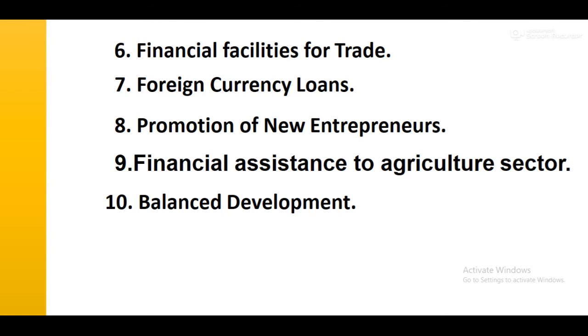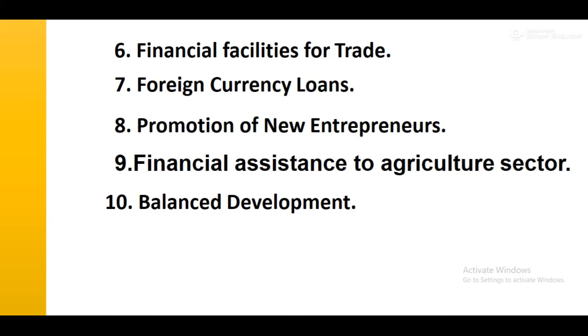Actually, the share of the commercial banks in total institutional credit to agriculture is almost 48%, followed by cooperative banks with the share of 46% and regional rural banks about 6%.